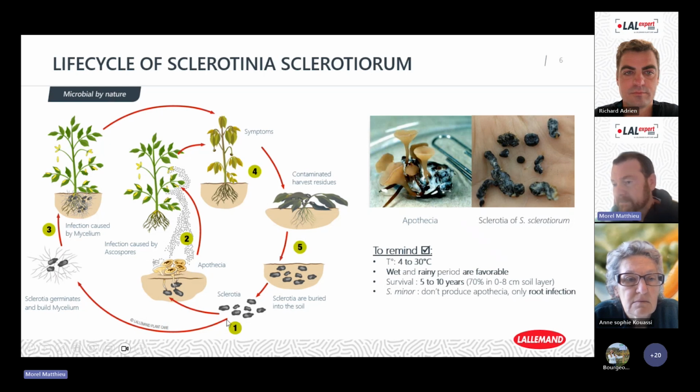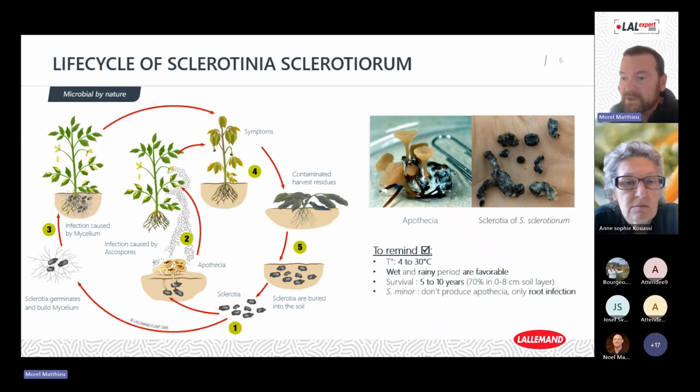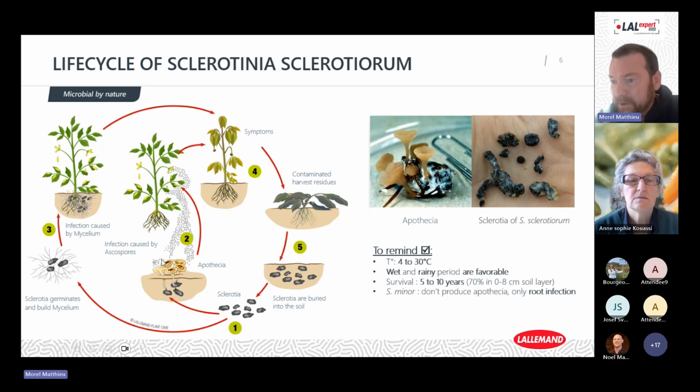The second way is by aerial contamination. This is the reason why we also consider this disease a foliar disease, because the sclerotia are able to produce apothecia, which contain a lot of aerial spores. These apothecia will release spores that will be carried by the wind and by the rain as well.